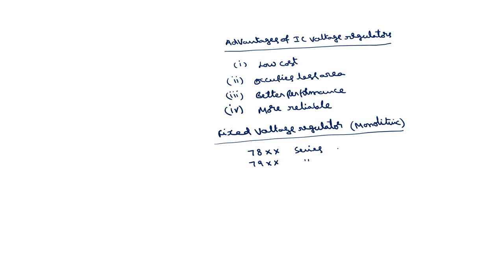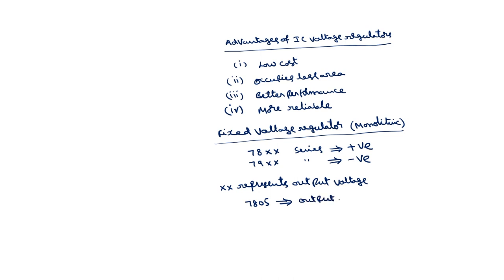So here, the 78XX series are the positive voltage regulators, whereas 79XX are negative voltage regulators. And the last two digits XX represent the output voltage. For example, if I give 7805, this will give a stable output voltage of plus 5 volts. If I give 7905, this will give a stable output voltage of minus 5 volts.